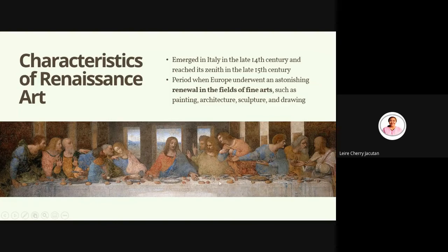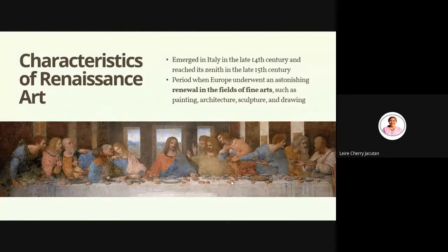So, ano-ano ba yung mga principles of design that we could see dito sa painting ng The Last Supper? Sige nga, anyone? Ano yung mga principles of design or elements of art na nakita nyo na present dito sa painting na to? Balance po. Good observation. Movement po. Yes, movement. And then shape, tama.